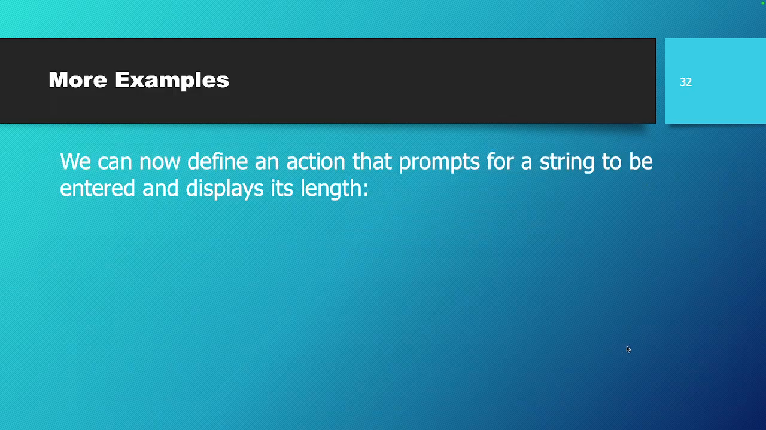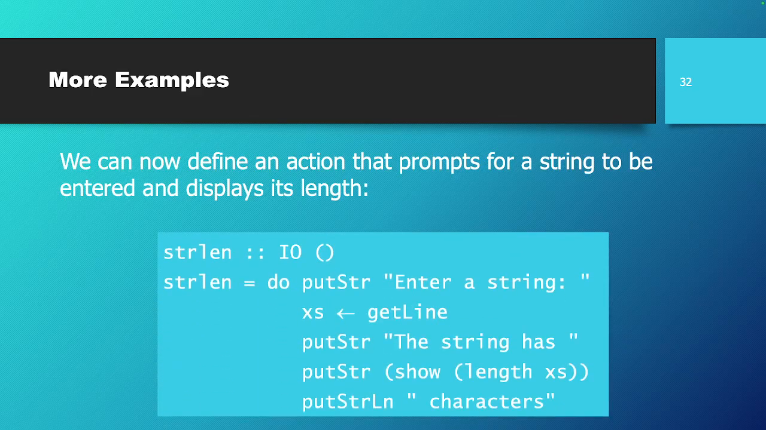We can now define an action that prompts for a string to be entered and displays its length. So this again is what you're saying is, yeah, I might need the I/O, but I'm not returning any value, even though it's not the main function, but I can do this anytime. But what you can see is that this is clearly just going to send something out onto the screen.